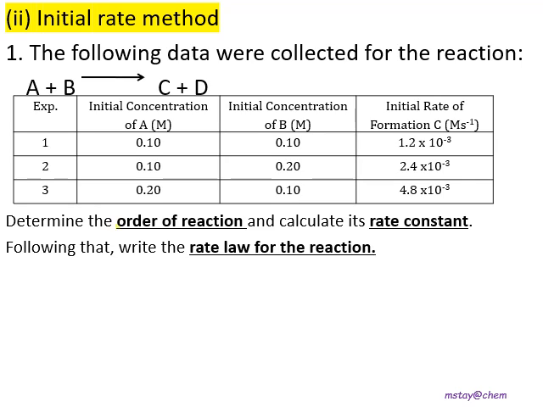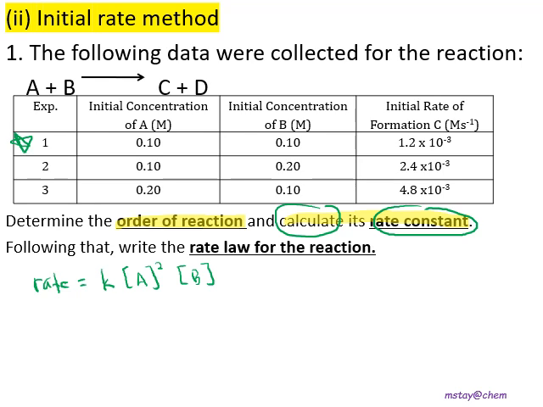So after determining the order of reaction, now we're going to do the second part. We need to calculate the rate constant. To keep in mind, when we need to calculate the rate constant, we can choose either one of the experiments. Okay, let's say we choose experiment 1. So you will write down the initial, I mean we apply the rate law. Rate of reaction equals K, concentration A to the power of 2 and concentration B to the power of 1.